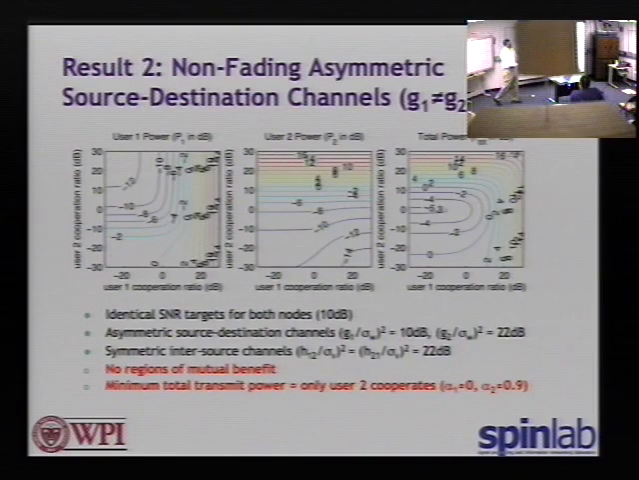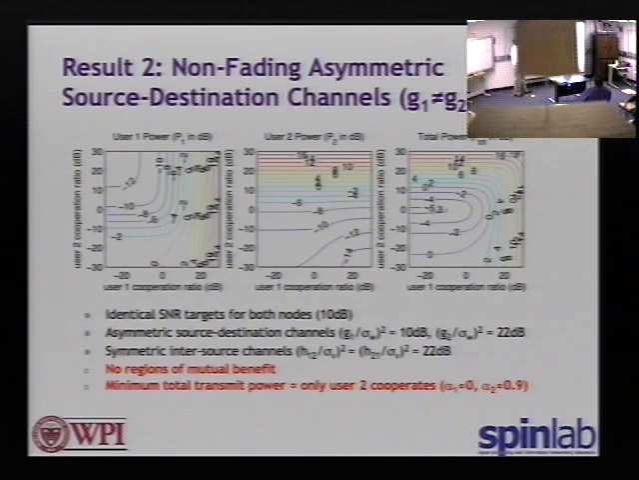So let's make this slightly more complicated. Let's look at the asymmetric case. All I've done now is change that source 1 has a 10 dB SNR channel to the destination, but source 2 has a 22 dB SNR channel. So source 2 all of a sudden got a much better channel than source 1. Okay? And so what you would expect occurs here.